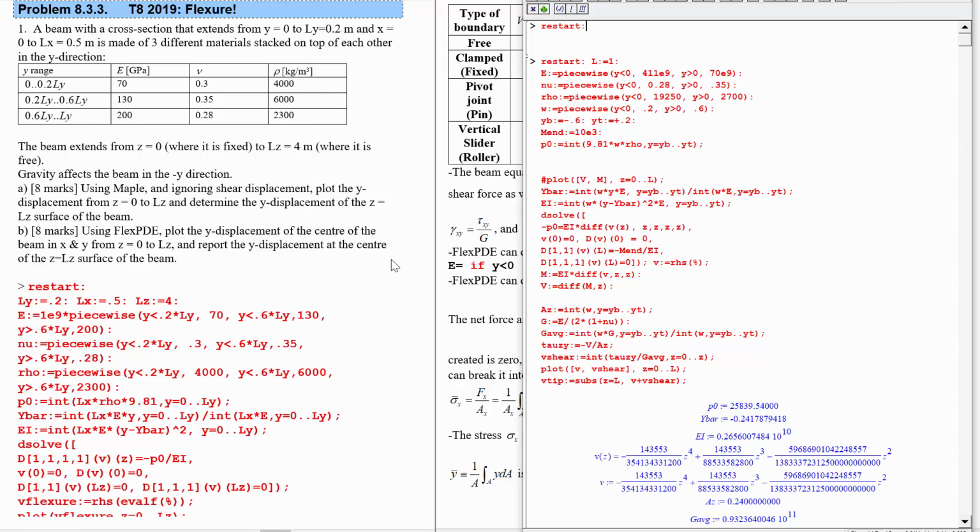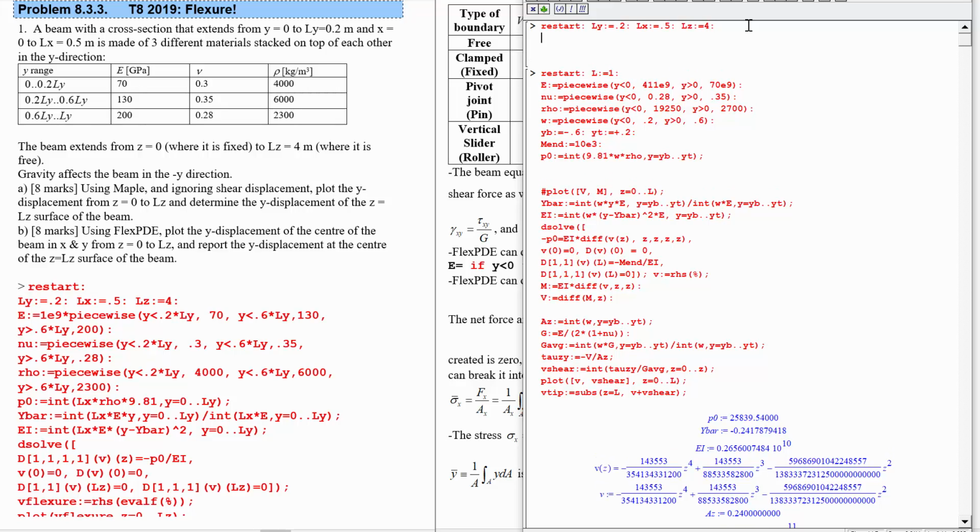Restart, and so you could build it up using the previous code. This is actually pretty similar to the thing that we solved last with that T-beam, but let's forget about that and just build it up from scratch and talk about where things come from in here. So it goes from y equals 0 to Ly is 0.2. Let's put that in. Ly is equal to 0.2, Lx is 0.5, and Lz is equal to 4.